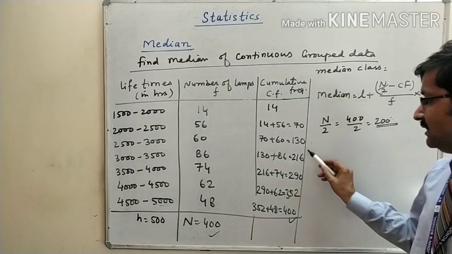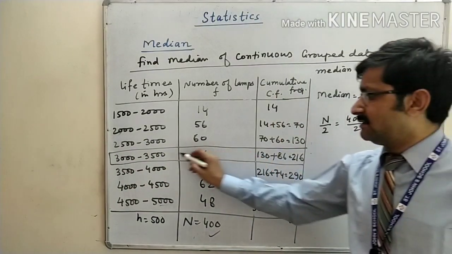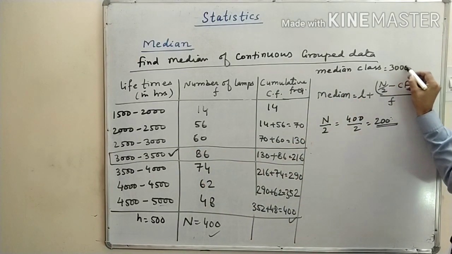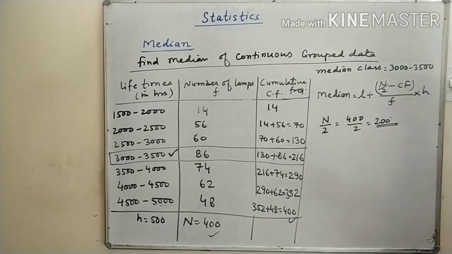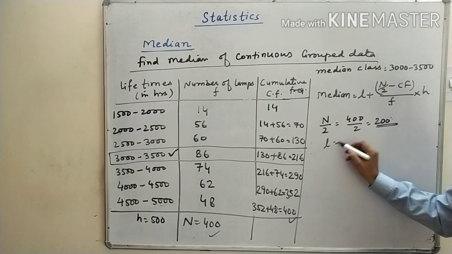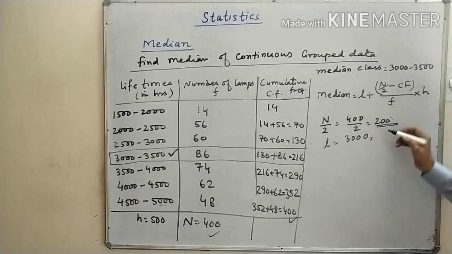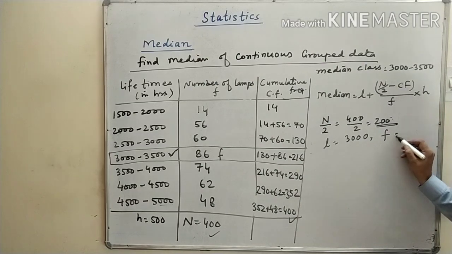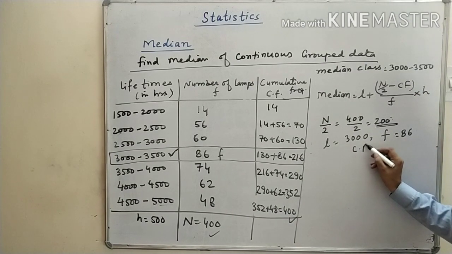So you keep this in a box. This 3000 to 3500 is called the median class, and for that the lower limit is 3000. Now f means the frequency of that class, so you take the frequency 86. And CF means the cumulative frequency.